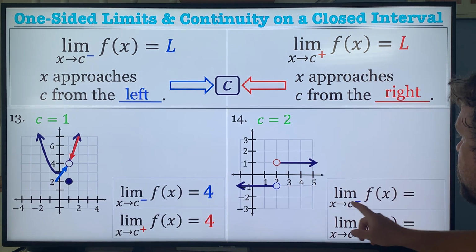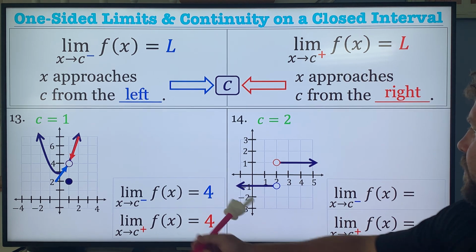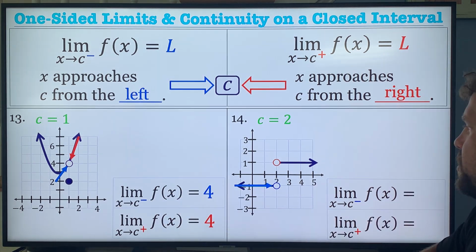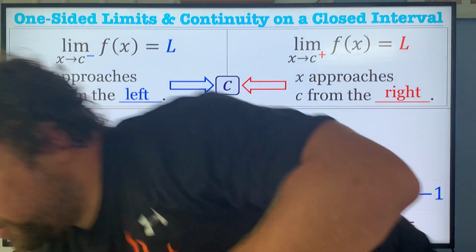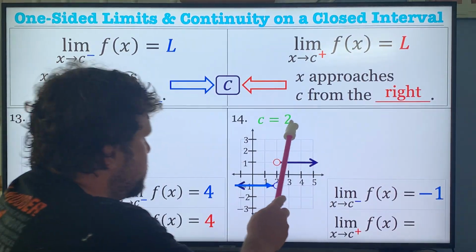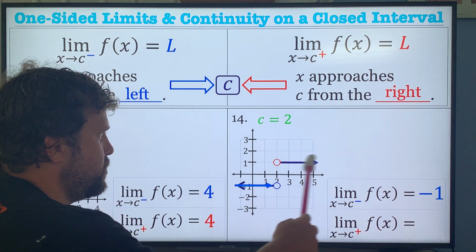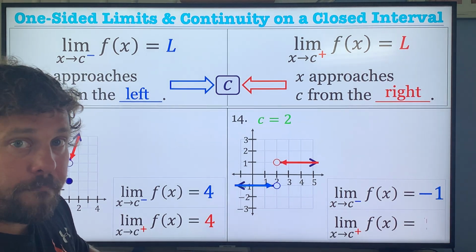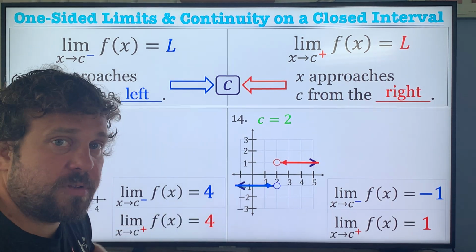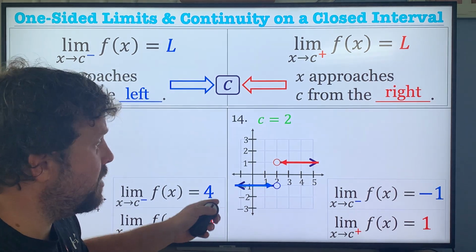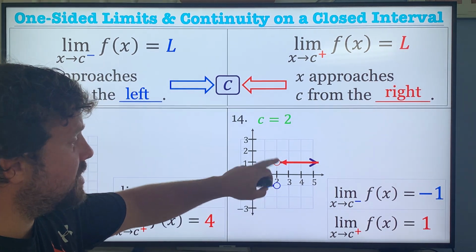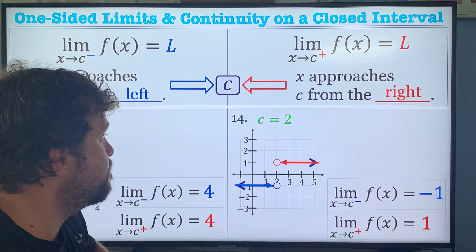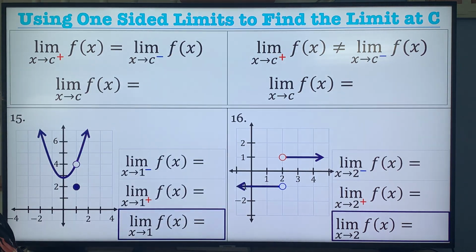All right, let's go 14. c is 2. So as you approach c from the negative, what's your answer? Good, negative 1. As you approach 2 from the positive, what's your answer? Positive 1. There you go. See the difference? Is there a limit here? Nope, the limit actually doesn't exist because the graph isn't continuous. Boom.